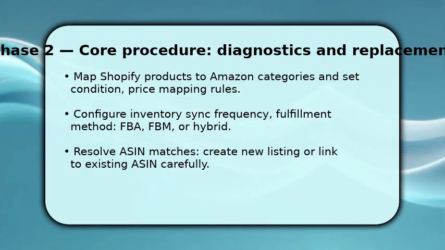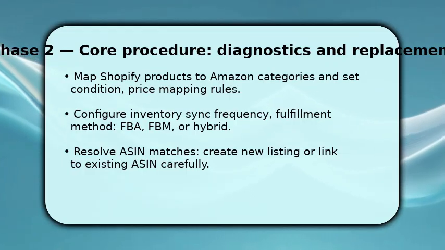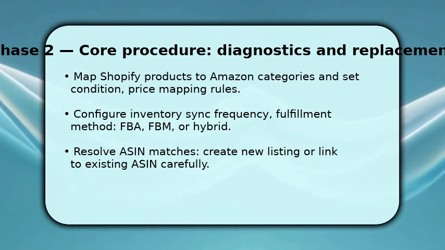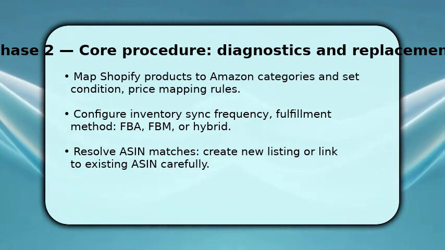When Amazon suggests an ASIN, review it. You either link to an existing ASIN or create a new listing if unique. Take time to map variants and shipping templates so orders and stock stay accurate across channels.